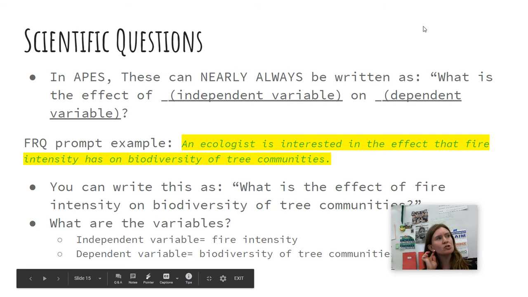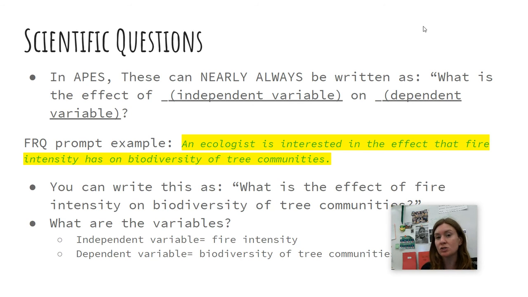So scientific questions on the AP exam, you will be asked to design an experiment as one of the FRQs. And you may need to write a scientific question, or you may be given a scientific question and then asked to isolate the variables. In this class, almost all of the time, it can be written the same way.